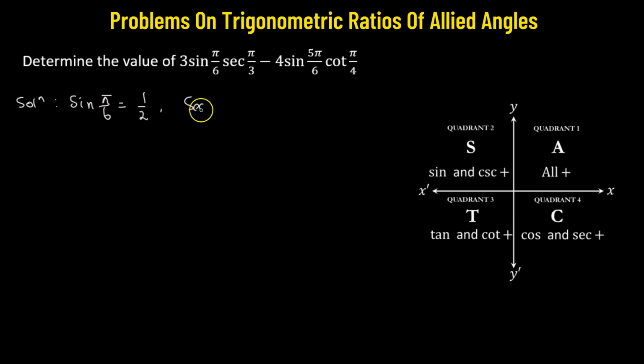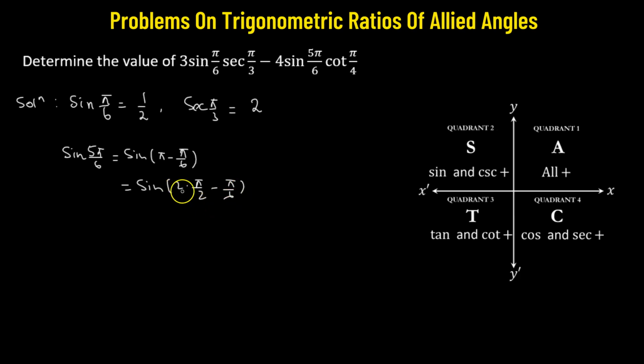Then we have secant of pi over 3. So secant of pi over 3, that's going to be equal to 2. Then we have sine 5 pi over 6, which can also be expressed as sine of pi minus pi over 6. The reason why we have written it like this is so that we can express pi as a multiple of pi over 2, which is simply 2 times pi over 2 minus pi over 6.